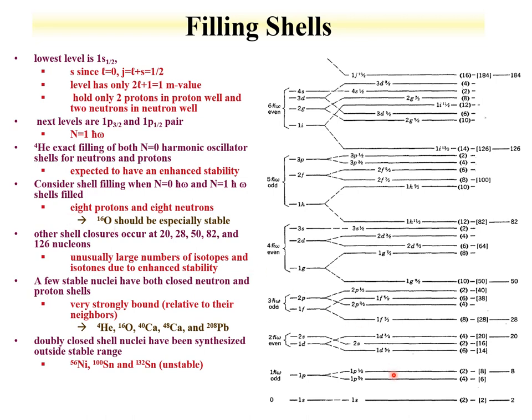So something where I have 8 protons and 8 neutrons, which would describe oxygen-16, should be especially stable. We see the other shell closures at 20, 28, 50, 82, 126, and then 184. These enhanced stabilities from the magic numbers correlate with these gaps in the shells. A few stable nuclei have both closed neutron and proton shells. They're very strongly bound relative to their neighbors. We can also call these doubly magic nuclei, and some examples are listed here: helium-4, oxygen-16, calcium-40 and 48, lead-208. We can also find doubly magic nuclei that are unstable. Examples are given here, particularly tin-132, being one of the driving forces in the asymmetric fission distribution.